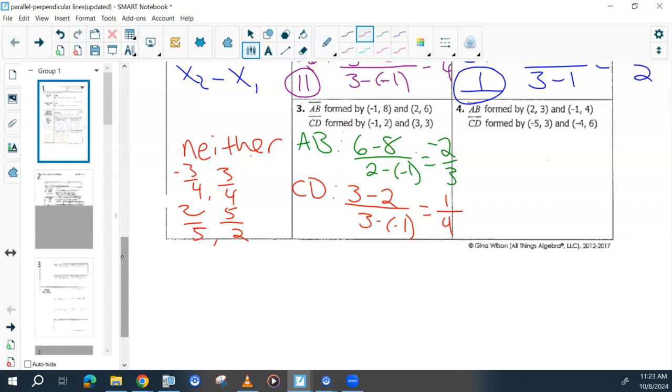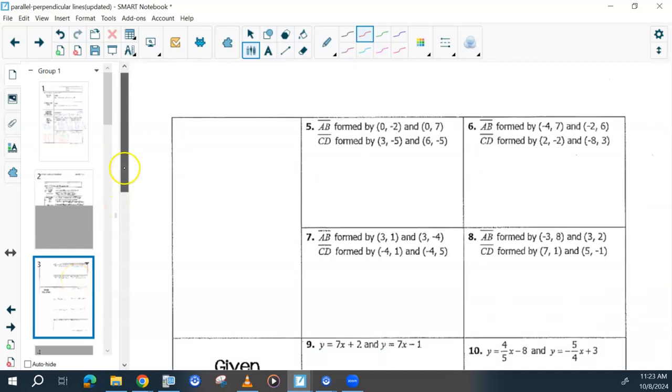I'm going to try one more of these, and then we're going to move on to the equations part. So let's look at number 5 on the back. And we're going to do that same process. Find the slope for AB.